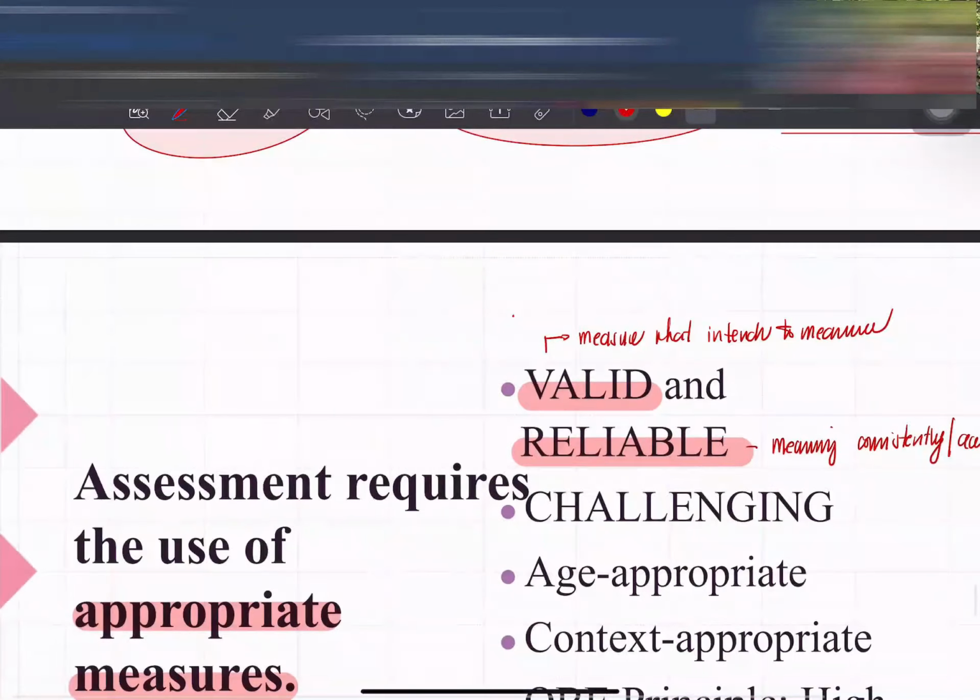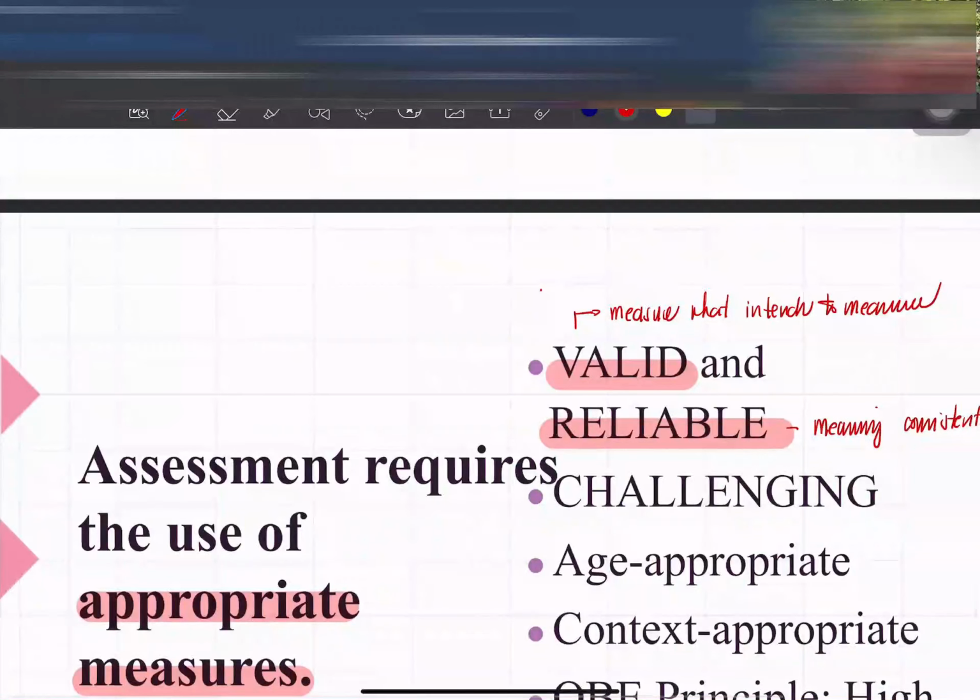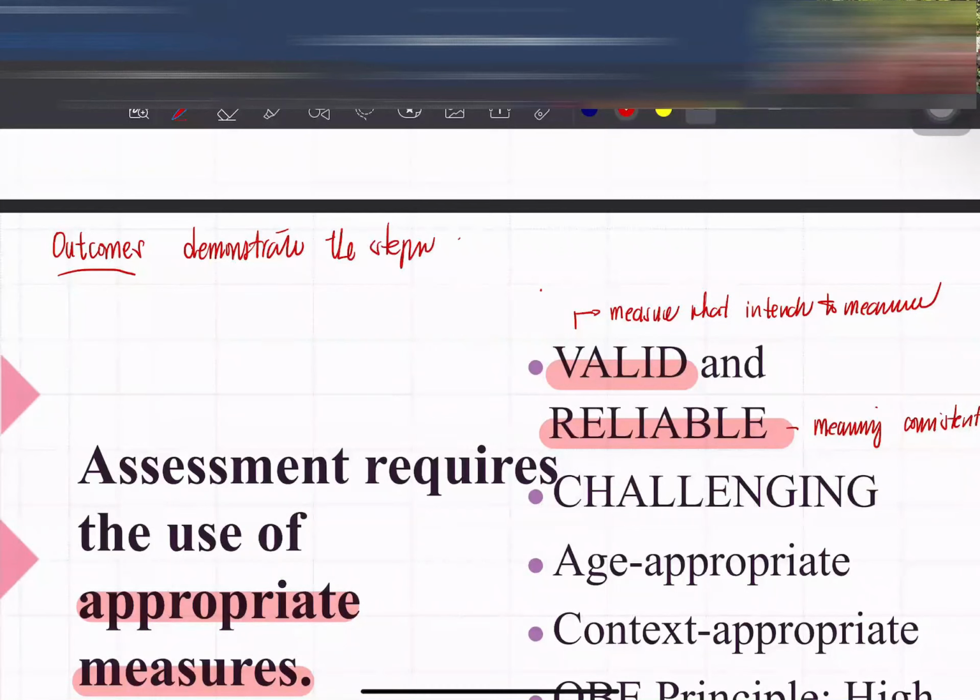Now, when you're talking about your assessment, students, you are reminded that you need to focus based on your outcomes. Now, let's say, for example, that your outcomes indicate that you would want the student to demonstrate the steps in making a mixture. Your examinations or your quizzes should be about the steps in making the mixture.